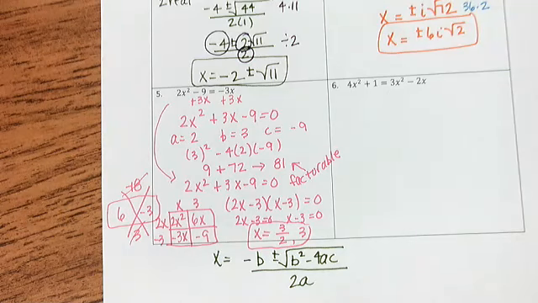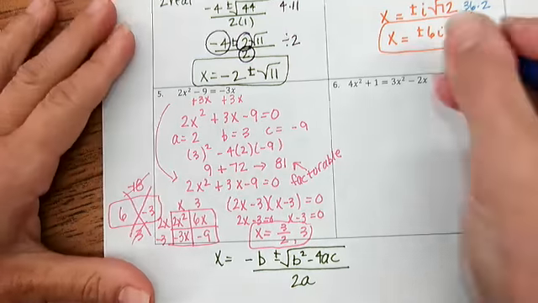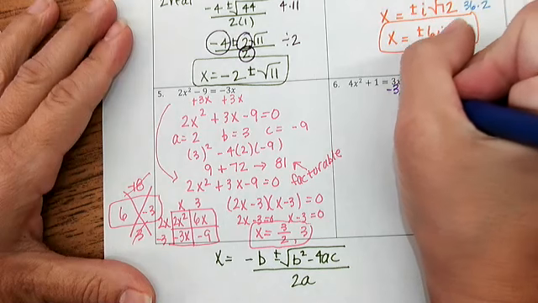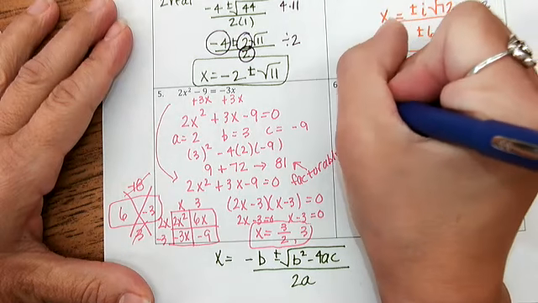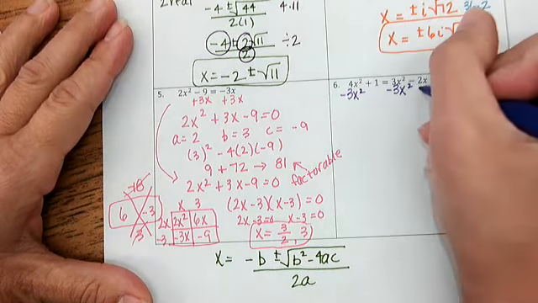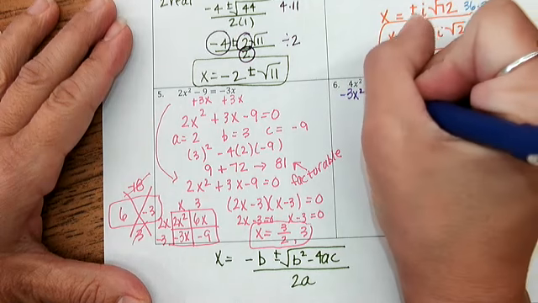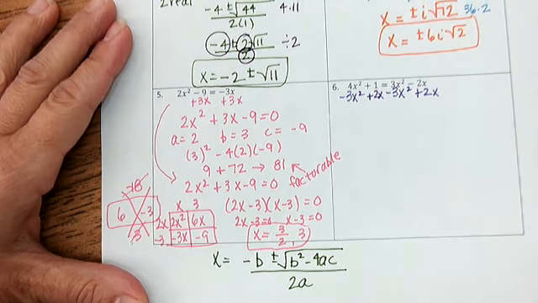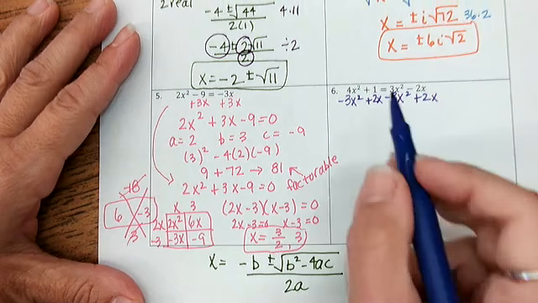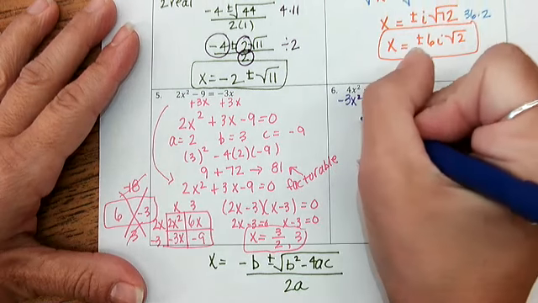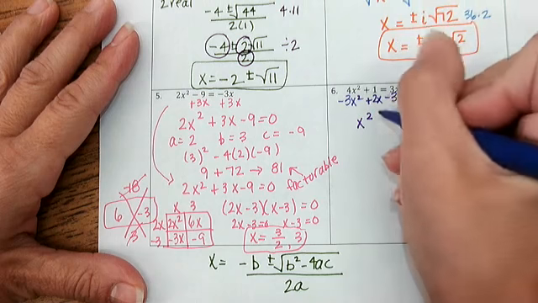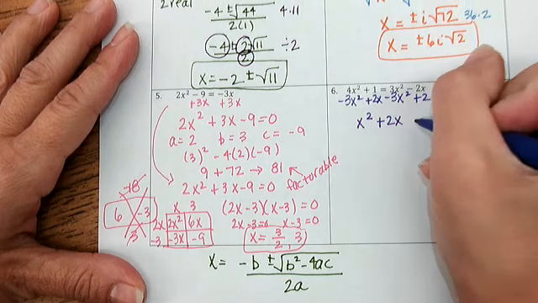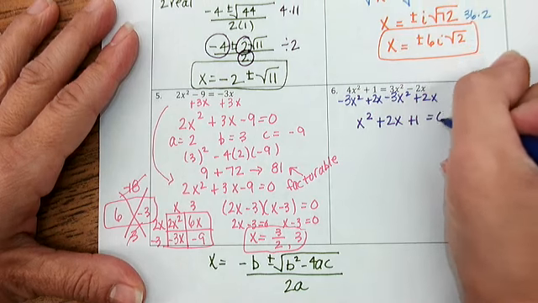So just like problem number 5, it's not equal to 0. So I'm going to subtract 3x squared from both sides. And I'm going to add 2x to both sides. And some of these are like terms and some of them are not. 4x squared minus 3x squared is x squared. Plus 2x plus 1.